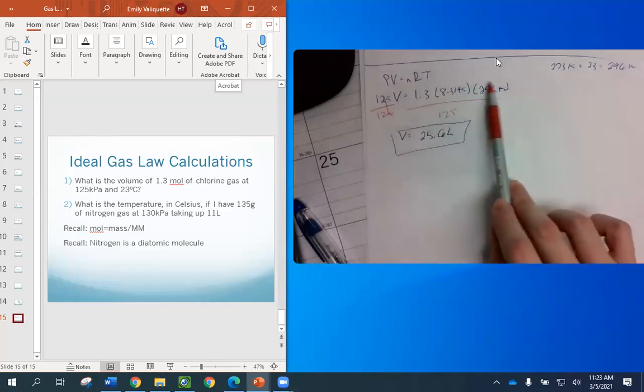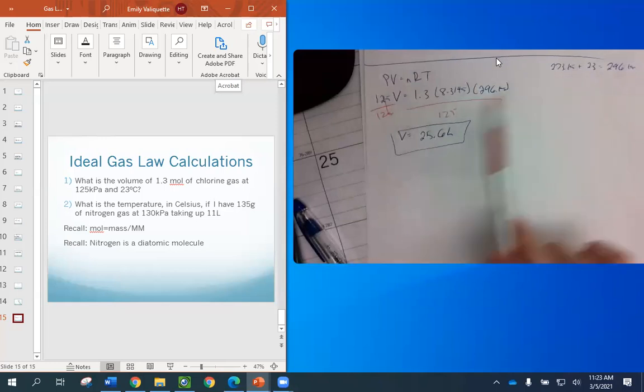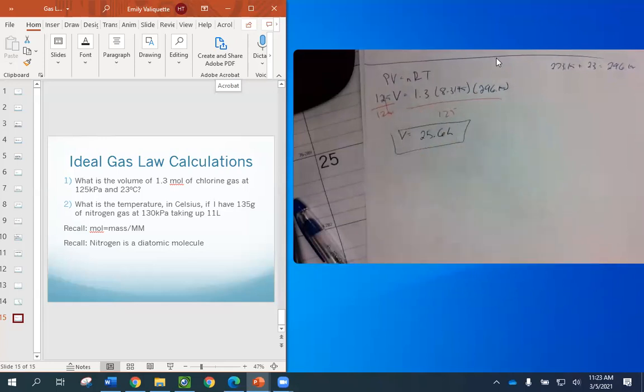And then I do have to plug in my temperature, but don't forget you have to convert it to Kelvin first by adding 273.15. And then I just divide by 125 to isolate the V, and I get 25.6 liters.